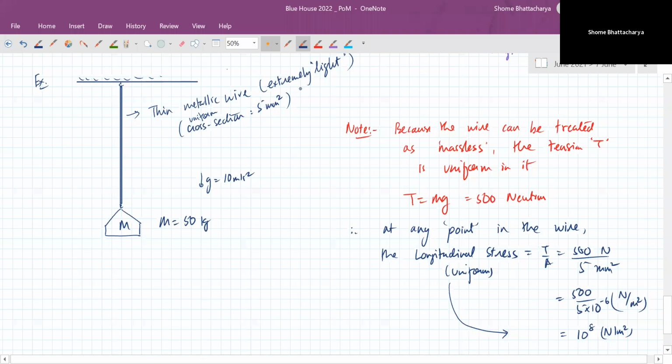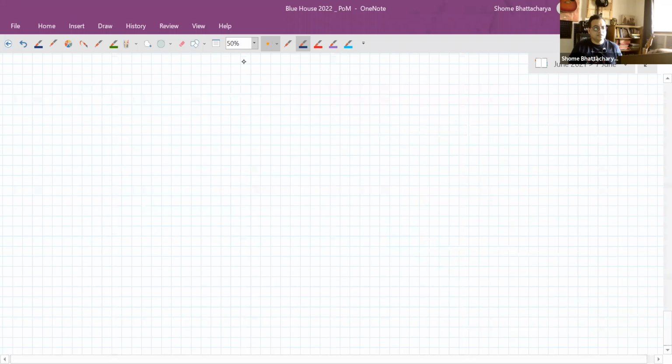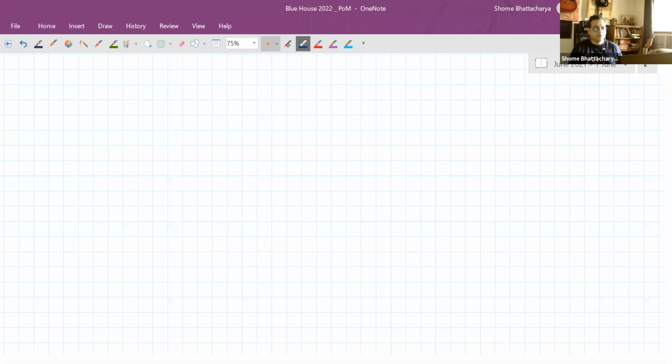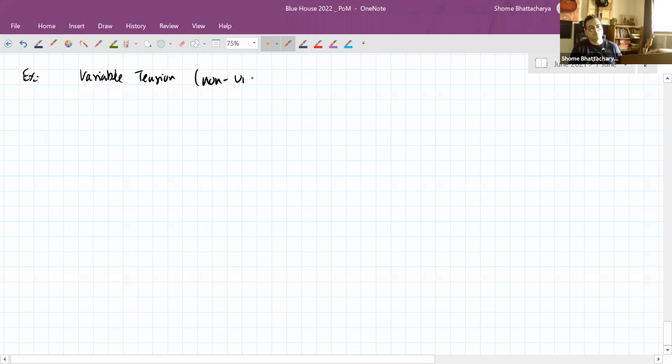Okay, now we can always have a situation where the stress is not uniform. The most obvious example of that is if you have a heavy metallic rod like a pillar hanging under its own weight. So as you know from mechanics, there will be variable tension in it. Variable tension and therefore non-uniform stress. And by stress here, I mean longitudinal stress. So I'm taking this example of it.